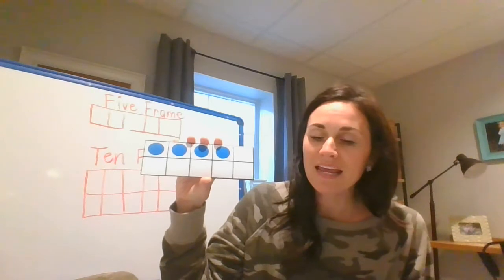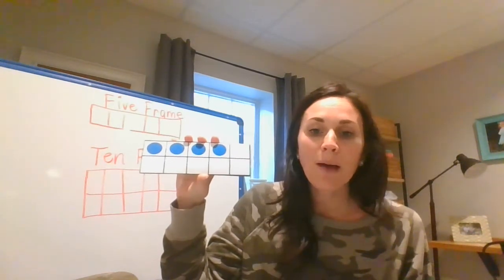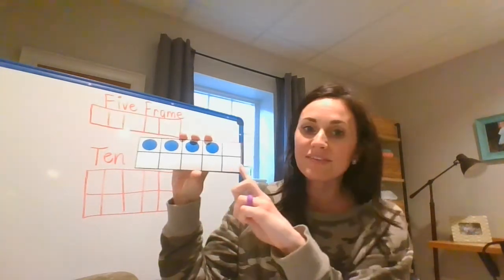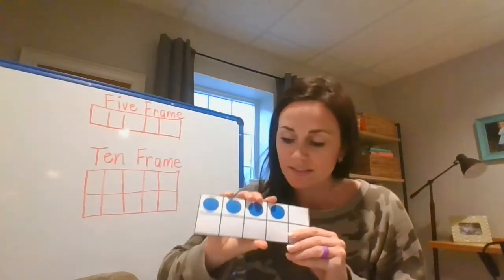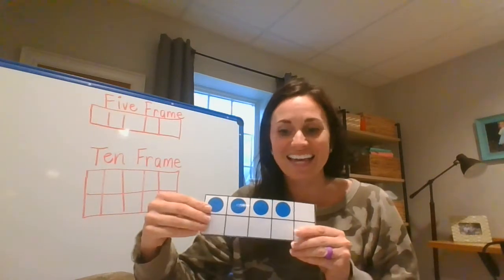This is how many? This is 4. And how many are missing? Let's count them. 1, 2, 3, 4, 5, 6. We have 6 missing. Could we make that into a number sentence, do you think, mathematicians? We have 4 plus 6 equals 10.